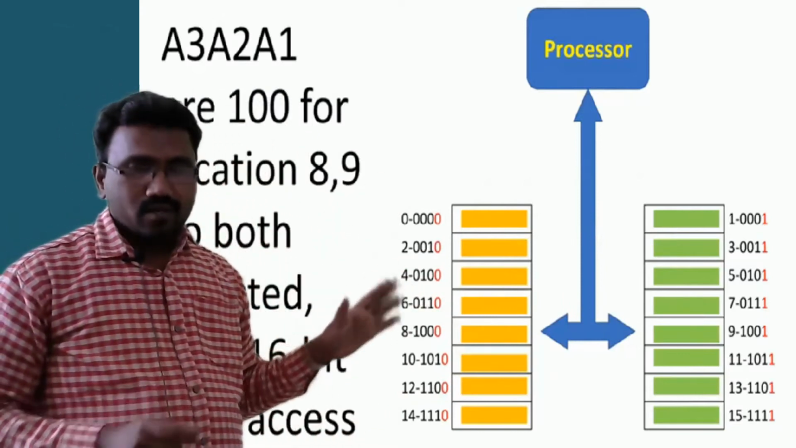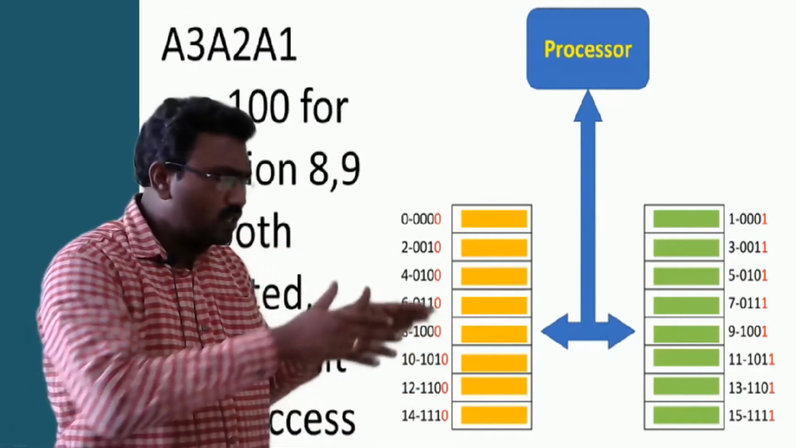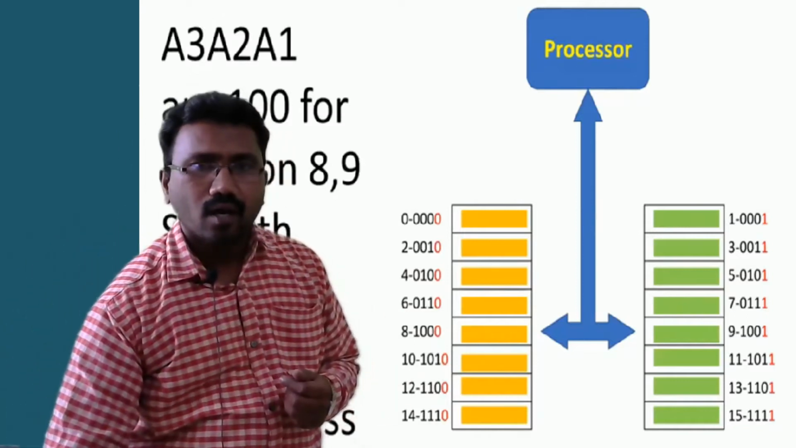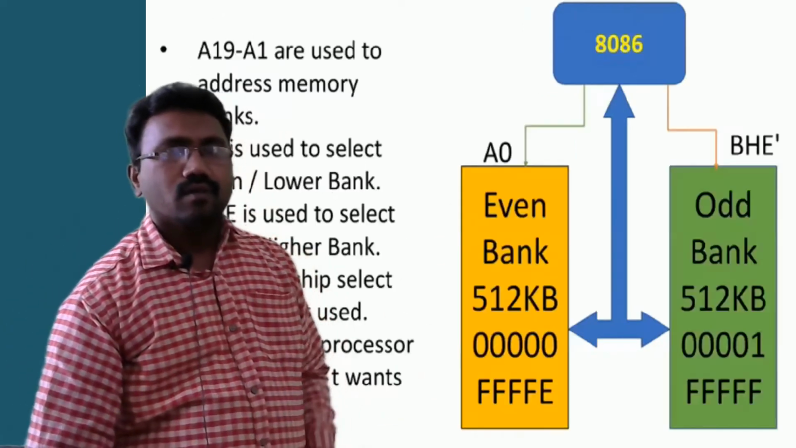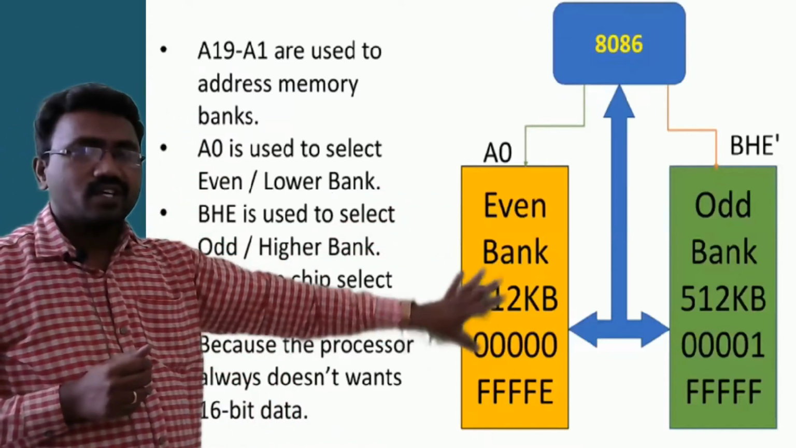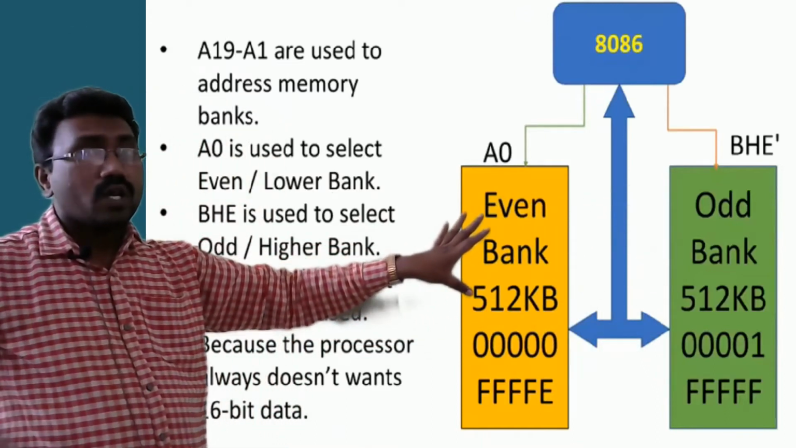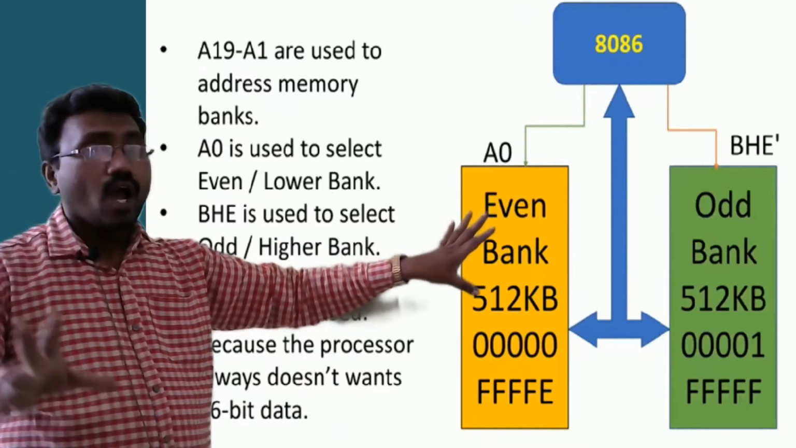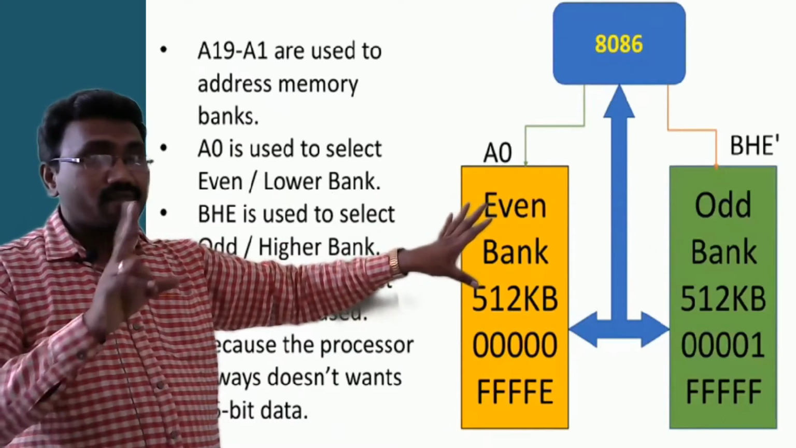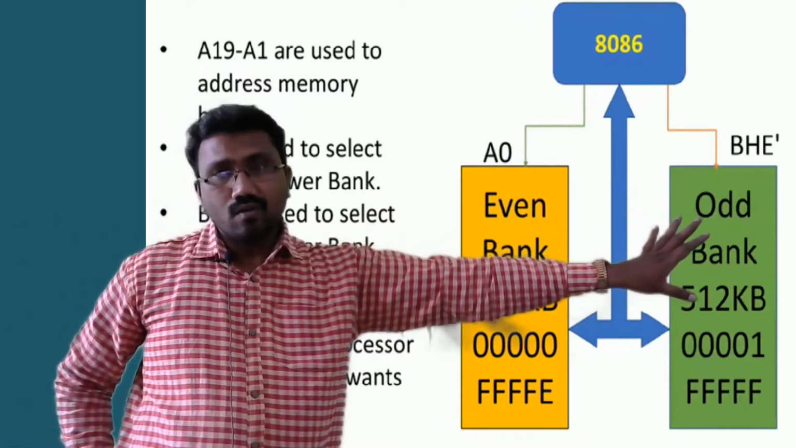Got the point? The same concept is applicable to the 8086 microprocessor. So far, using this example, we discussed the need for memory banking. Now we'll see the 8086 memory bank. In 8086, even addresses are assigned to the even bank, odd addresses are assigned to the odd bank. What are the even addresses? Total number of addresses is 2 to the power of 20. Out of 2 to the power of 20 addresses, half of the addresses, that is 512K addresses, are assigned to the even bank, and 512K addresses are assigned to the odd bank.